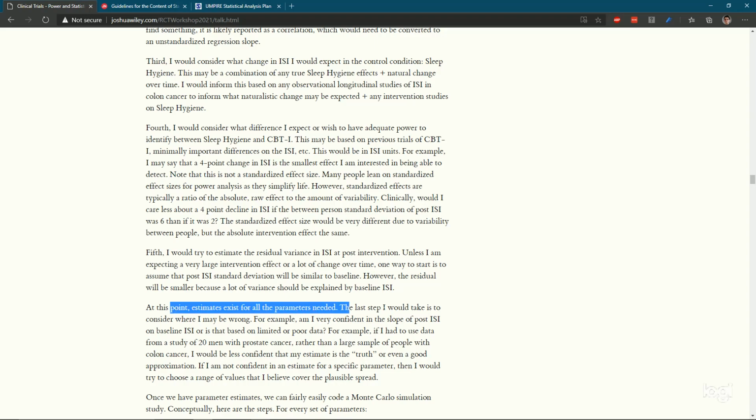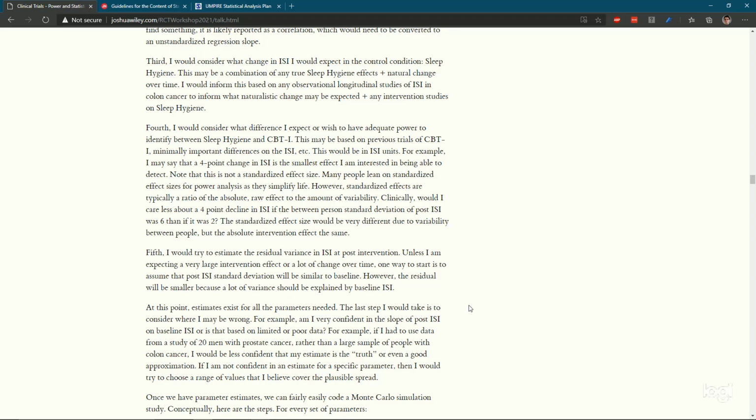At this point, some sort of estimates exist for all the parameters that are needed. The last thing that I try to do in this case is think about where I may be wrong. For example, am I very confident in the slope of post-ISI on baseline ISI, that is, the stability of ISI over time? Was that based on limited or poor data? If I had to use data from a study of 20 men with prostate cancer rather than a large sample of people with colon cancer, I may be less confident that my estimate is the truth, or even a good approximation.